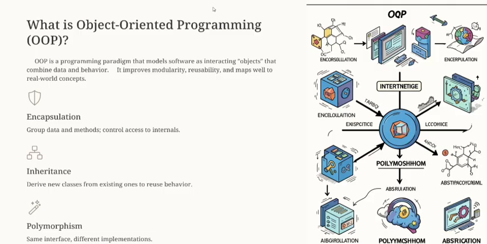Let's take another example. A student object can have data like name, roll number, marks, age, and behavior like display details, calculate average, update information. So instead of keeping data and functions separately, OOP combines them together inside an object. This makes the program more organized.